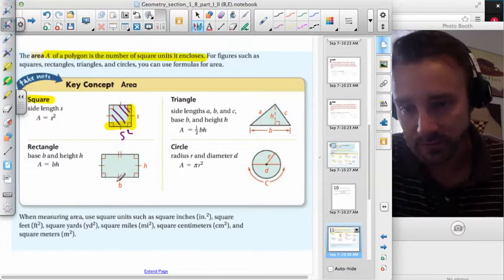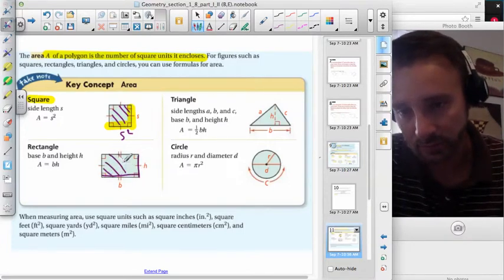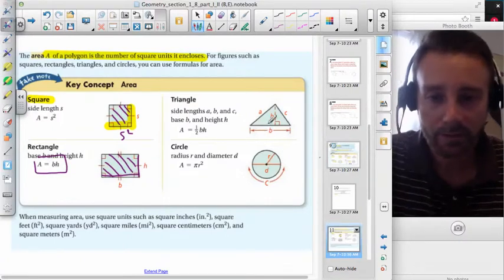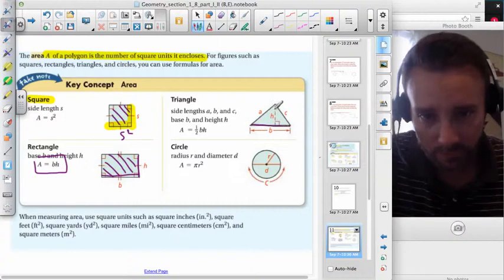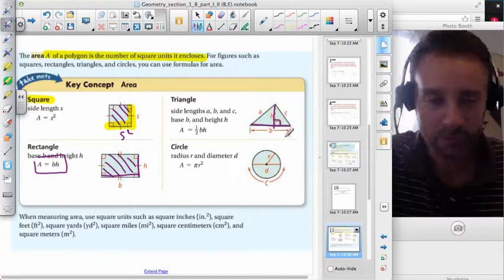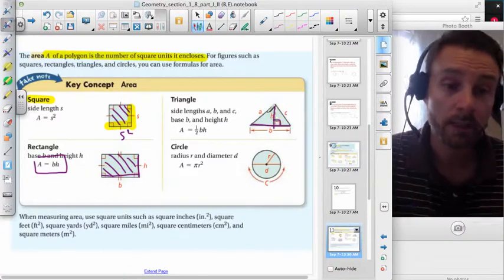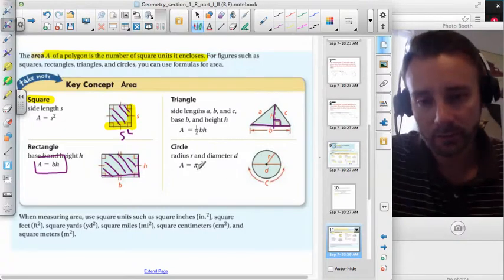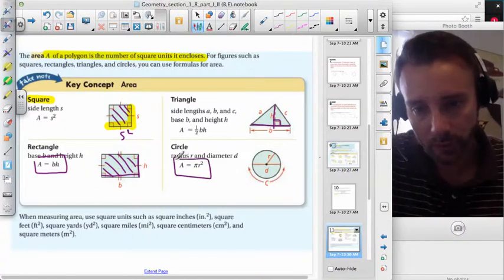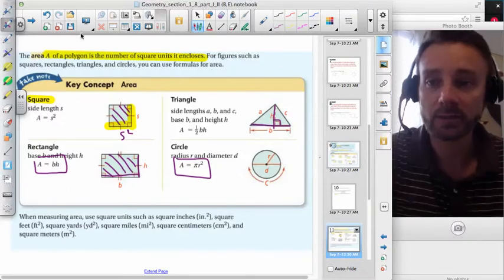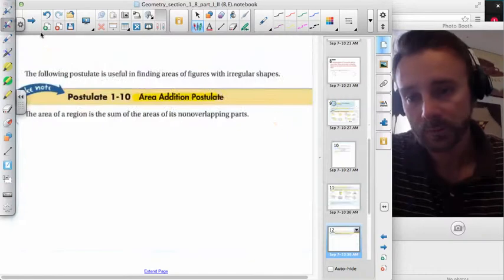The area of the rectangle is the base times the height, and it's going to cover this area over here. The area of the triangle is the base times the height, divided by 2. If you notice, there's a right triangle here, so the height must be 90 degrees with the base. And the area of the circle is pi r squared, with r again the radius. Those formulas, I think you all know them. They're nothing new.